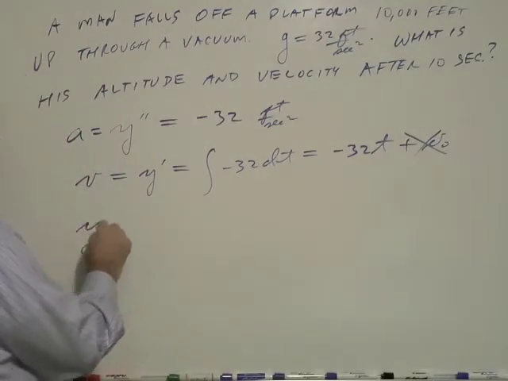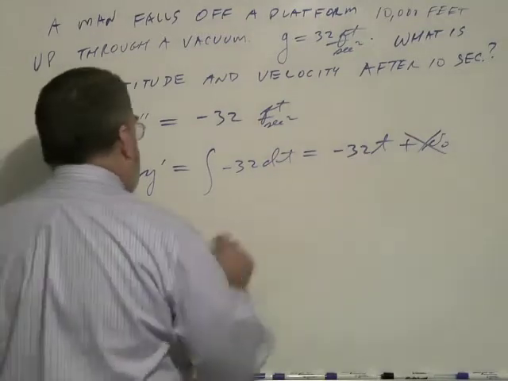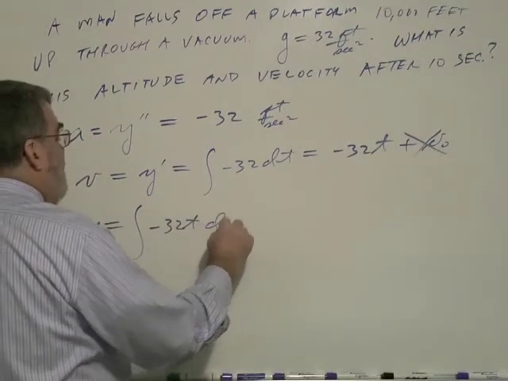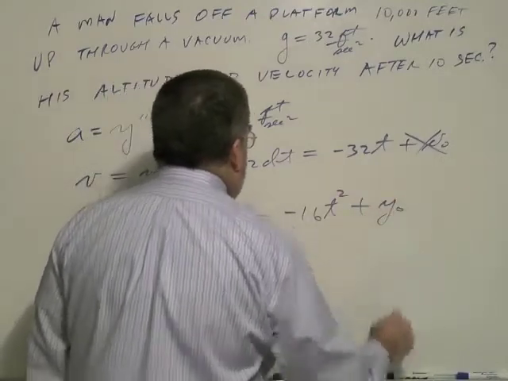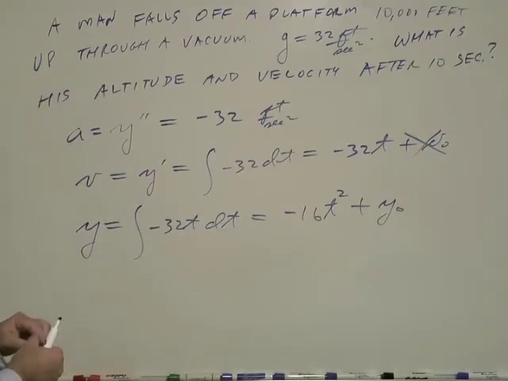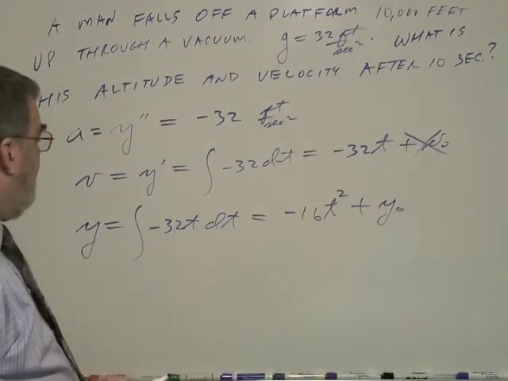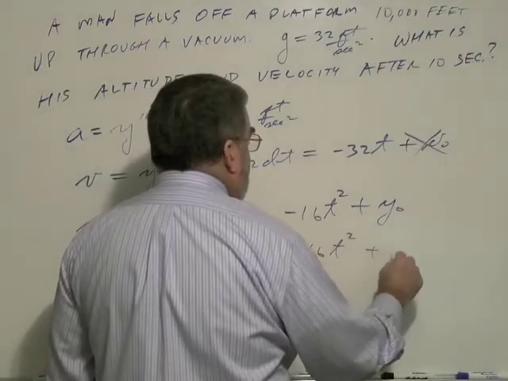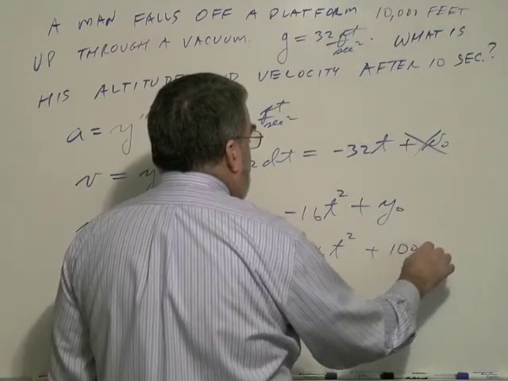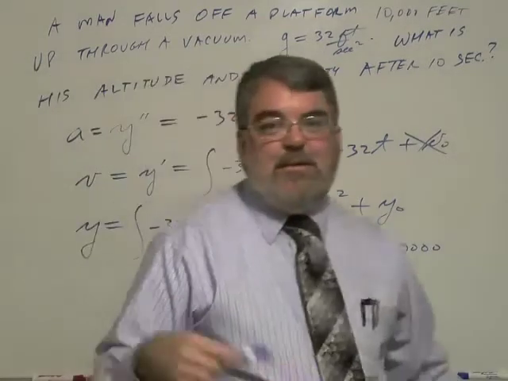Now the position would be the antiderivative of velocity, so we're going to integrate negative 32t with respect to time, and we'll get minus 16t squared plus the initial height. And the initial height was 10,000 feet, so when you plug 0 into here, you get 0 plus 10,000. So position is minus 16t squared plus 10,000. There we go. Alright, so let me erase the board and I'll fluff this up a little bit and then we'll write out the answers.